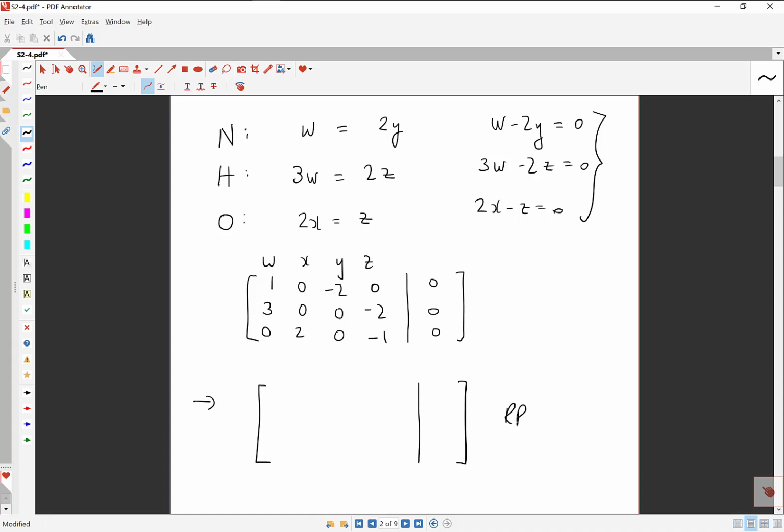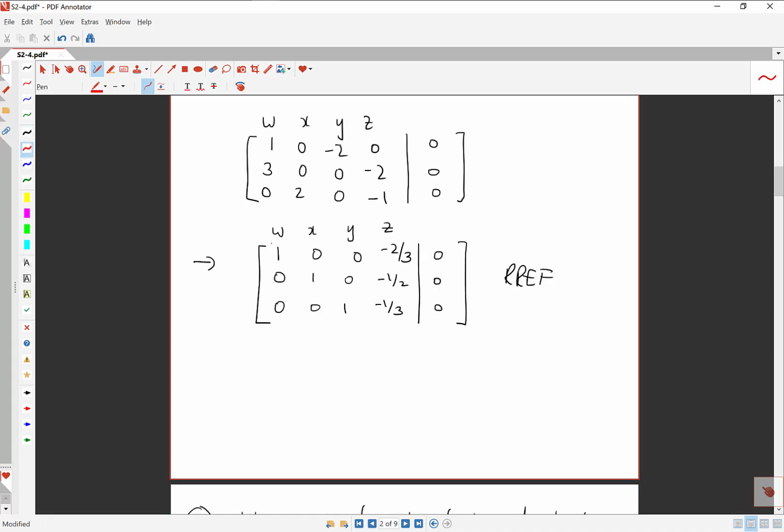So I'll write down our REF and you can check this if you like. So if we circle the leading non-zero entries from each row, there we go. Z is going to get a parameter. So we'll say Z equals T, and let's solve for W, X, Y in terms of T. So our first equation says W minus 2/3 of Z is equal to 0. We actually solve for W. That says W equals 2/3 T.